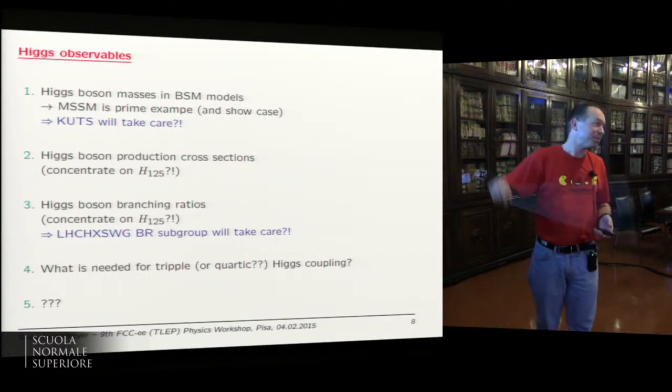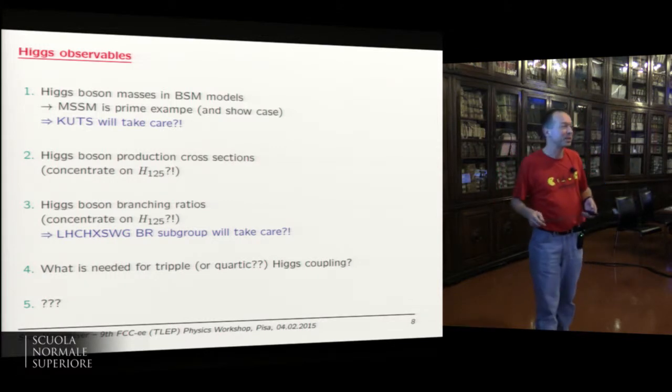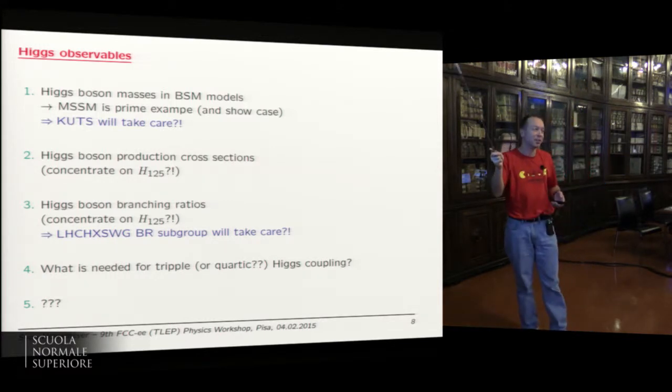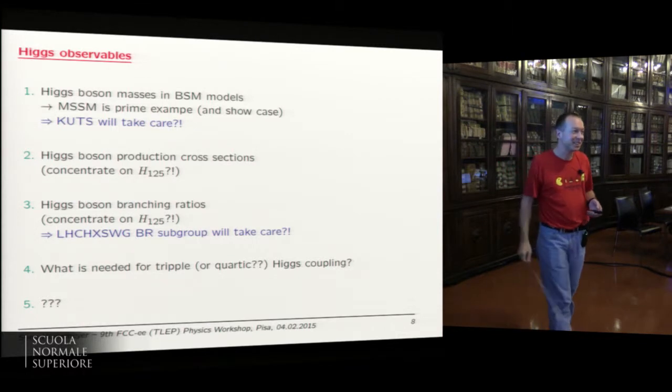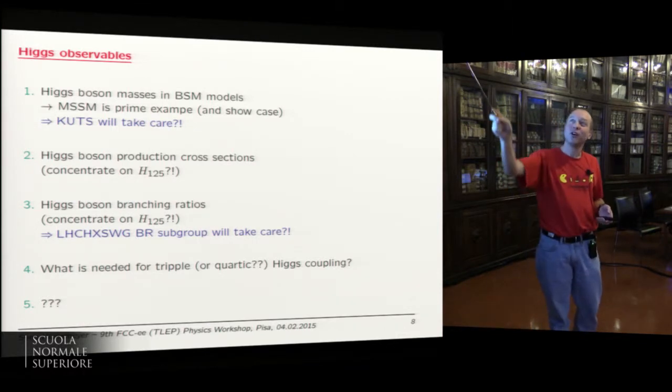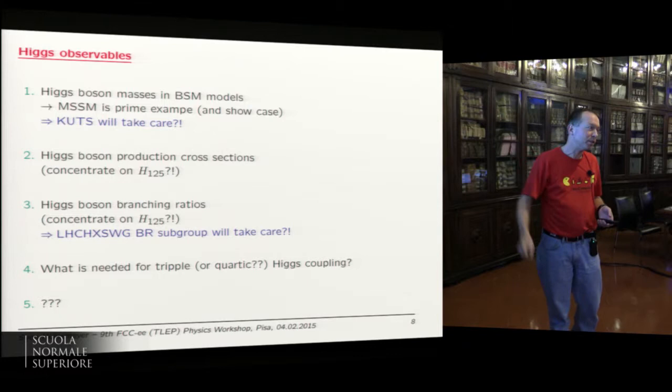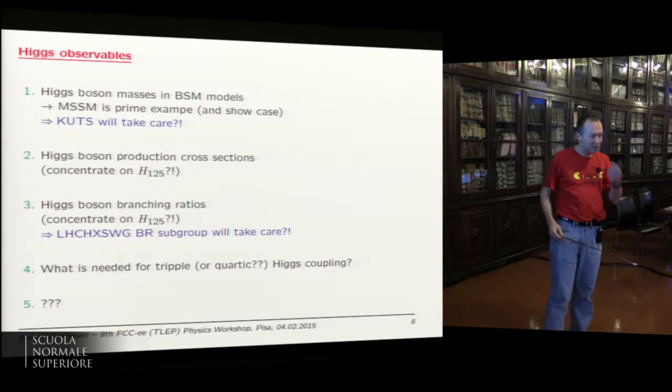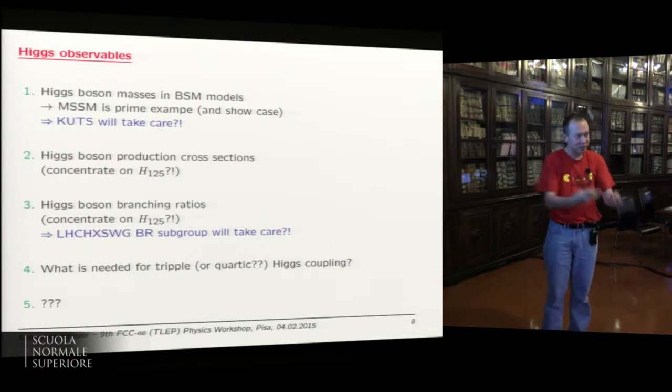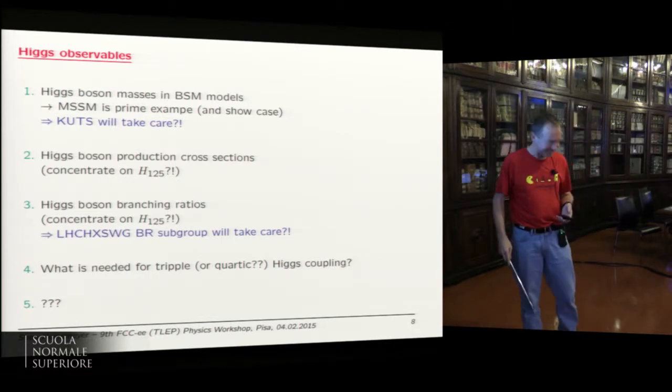This is the name of this working group, or a kind of acronym for the working group. I think I have a poster one or two slides later, then you will see. It's an abbreviation for Catharsis of Ultimate Theory Standards. The way to get to the ultimate theory standards is the way of cleaning and getting rid of the uncertainties.